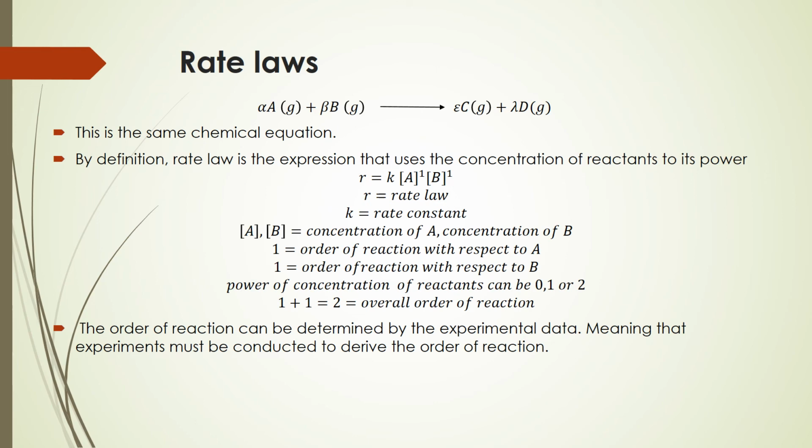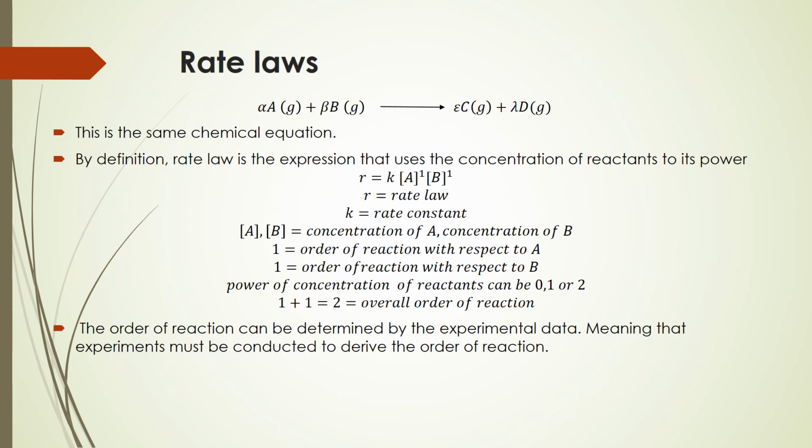Okay, rate law. For rate law, let's consider that we have an equation alpha A reacting with beta B to form epsilon C and lambda G. This is the same chemical equation as before. By definition, rate law is the expression that uses the concentration of reactants to some power. So we need to know the concentration of the reactants. In this case, we need to know the concentration of A and B.